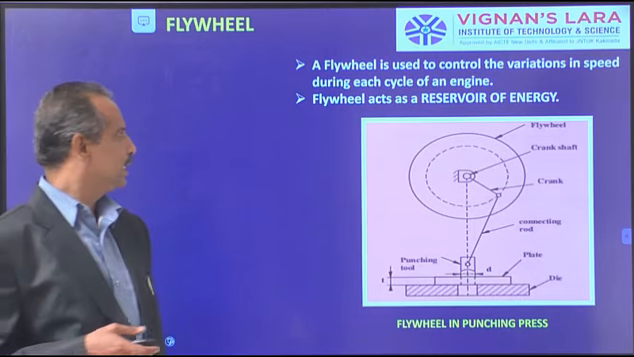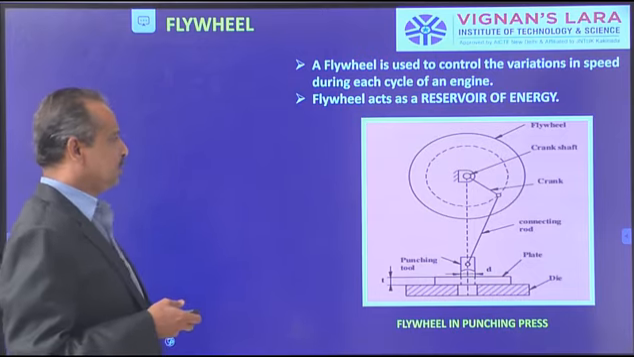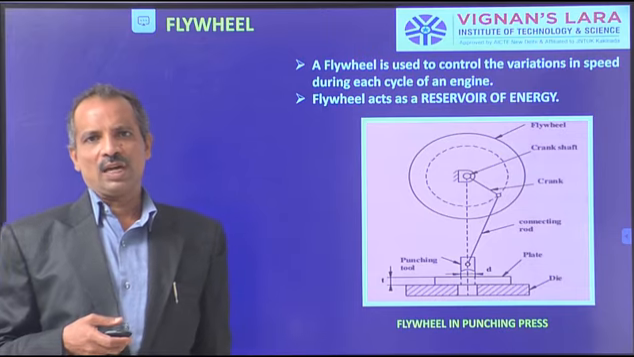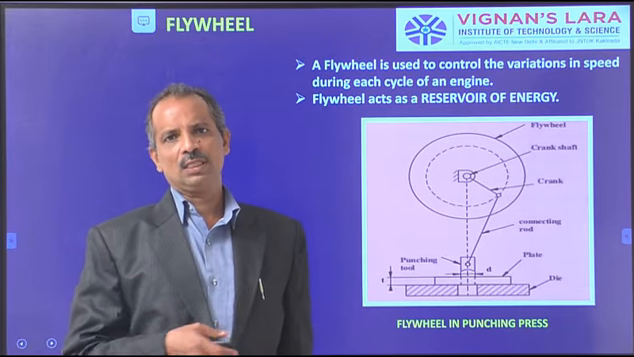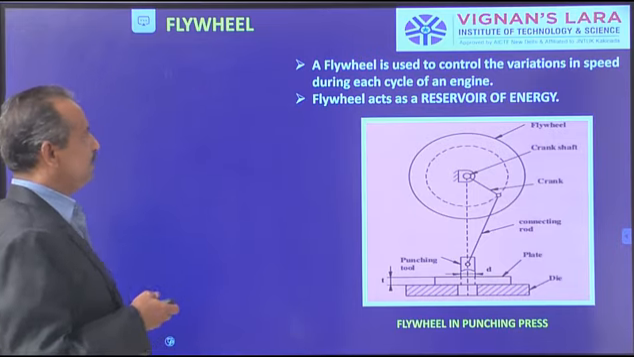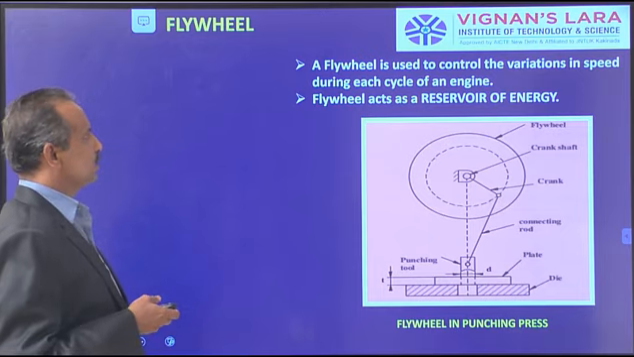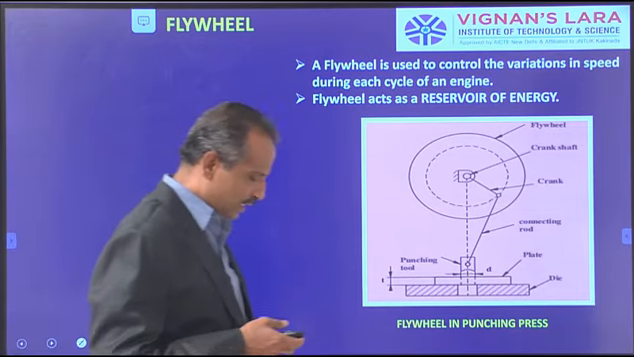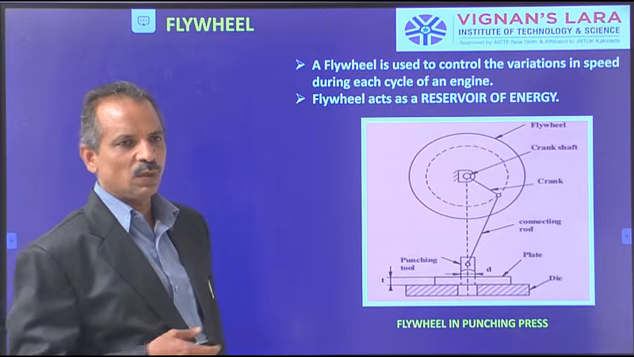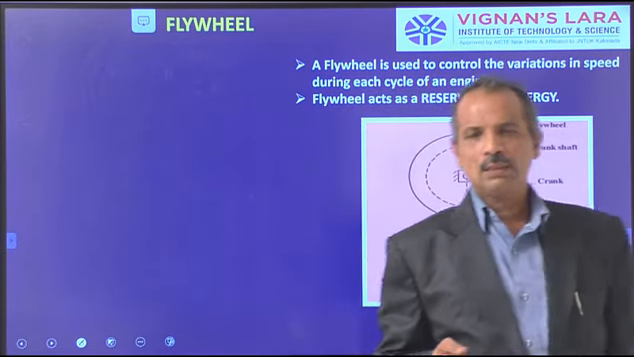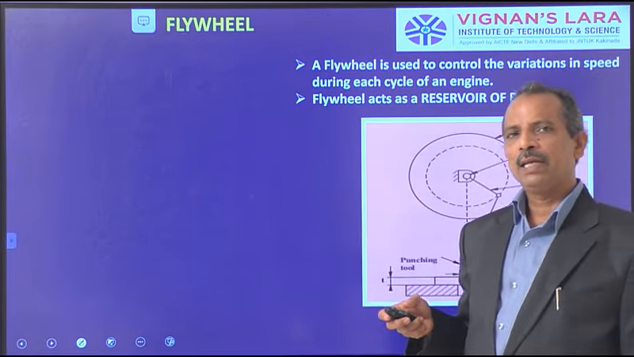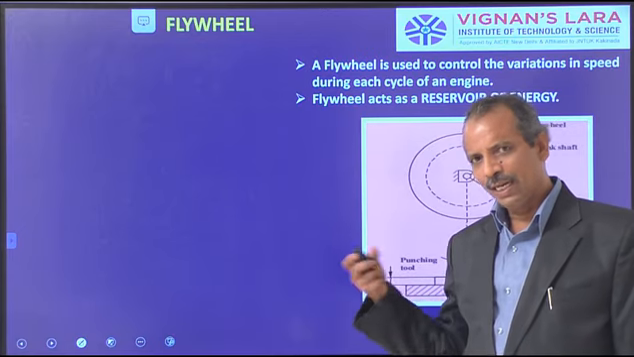So let us take a practical case, a punching machine or a punching press, how this flywheel is going to work, or what is the requirement of this flywheel in a punching press. A flywheel is used to control the variation of the speed during each cycle of an engine. And it acts as a reservoir of energy. That is what I said. It serves two purposes. The first purpose is actually fulfilled by performing the second one.